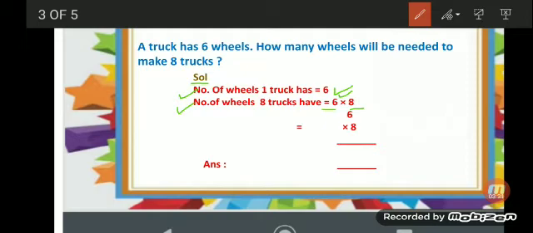Now we will write in vertical form, that is 6 multiplied with 8. Here we say the table of 8, how many times? 6 times. 8 sixes are 48. Now we got the total number of wheels of 8 trucks. So this is the answer. You write here 48 what? Wheels.